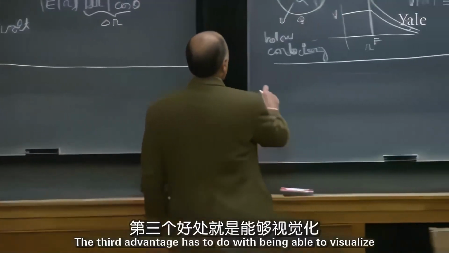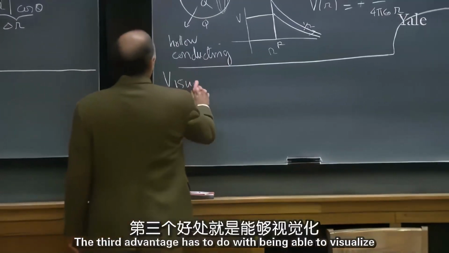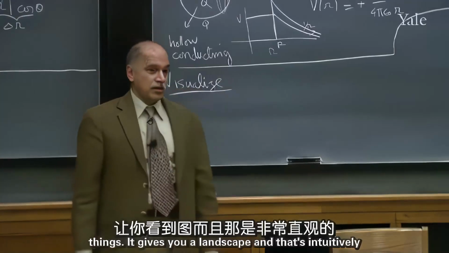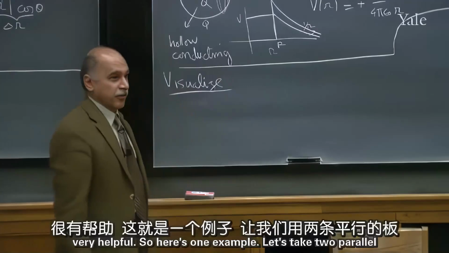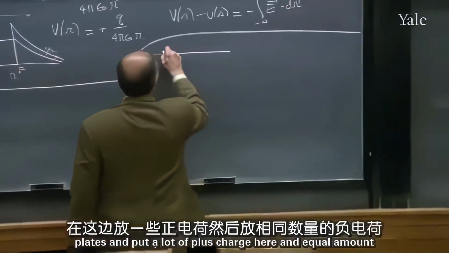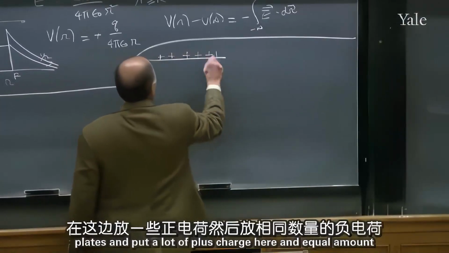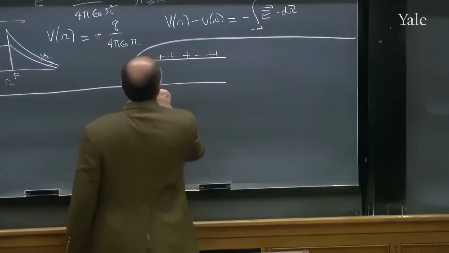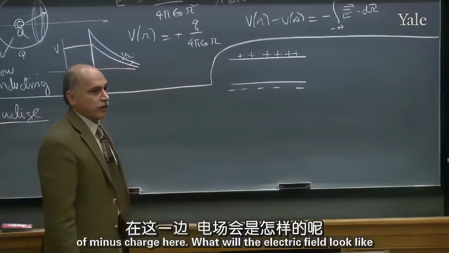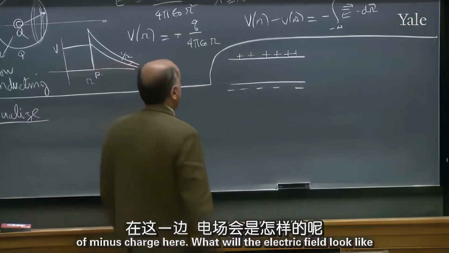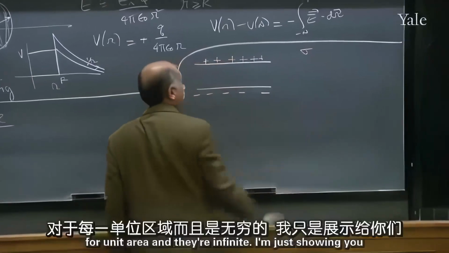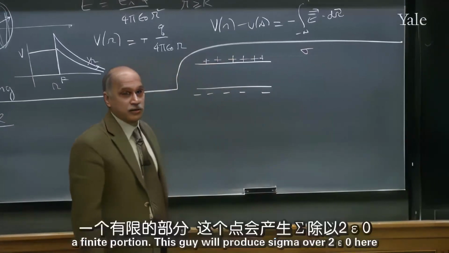The third advantage has to do with being able to visualize things. It gives you a landscape, and that's intuitively very helpful. So here's one example. Let's take two parallel plates, put a lot of plus charge here, an equal amount of minus charge here. What will the electric field look like in this region? Let's say both have the same density sigma per unit area, and they're infinite. I'm just showing you a finite portion.